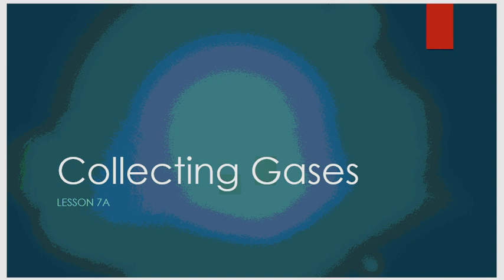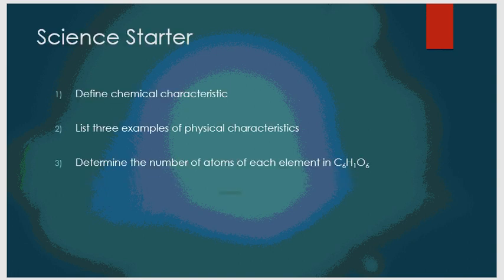So you should have your notebook in front of you so you can write your notes, and the handout in front of you as well. Okay, so we'll do a quick science starter. So I want you to define a chemical characteristic, list 3 examples of physical characteristic, and determine the number of atoms of each element in that compound there.